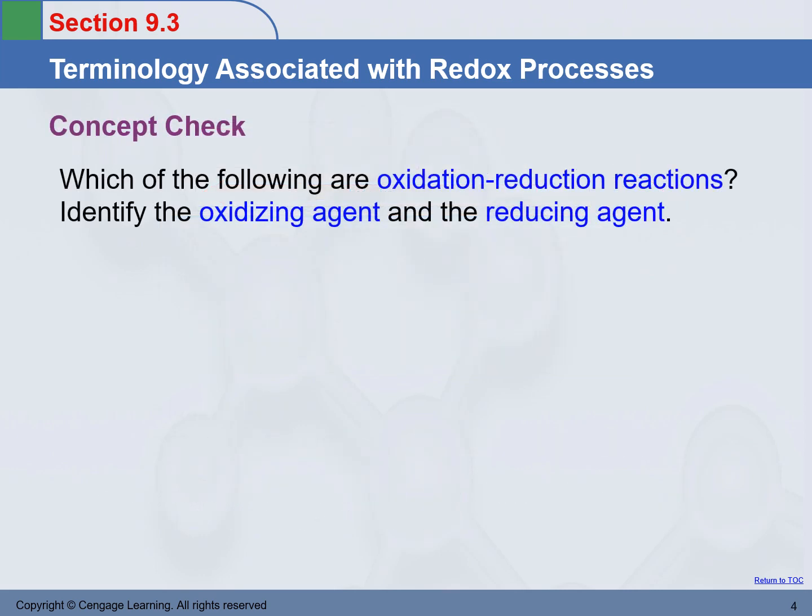All right, practice. Which of the following are redox reactions? Identify the oxidizing and reducing agent if it is a redox reaction.